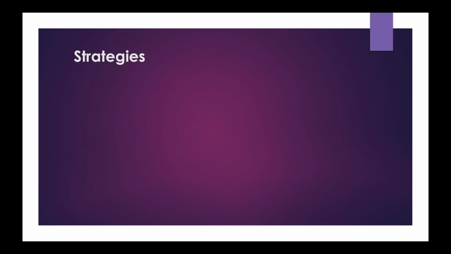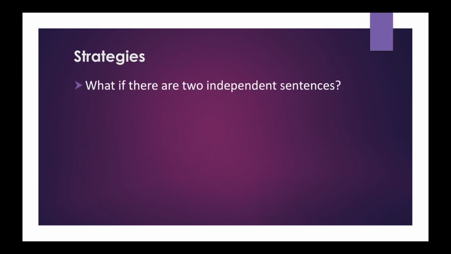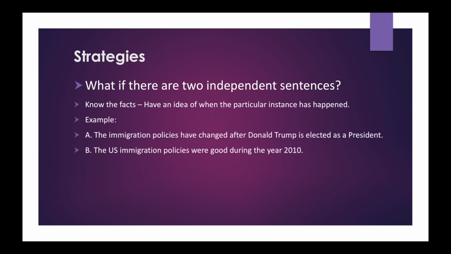Sometimes you may get confused with two independent sentences. In that case, you have to figure it out based on the facts. Know the facts. You should have some idea of when that particular instance happened. For example, if they mention during the period of Trump as a president, then it should be after 2016. These two can be independent sentences, but based on when Trump became president, we have to order the sentences according to the year. This is just a simple example. We will see one task now.